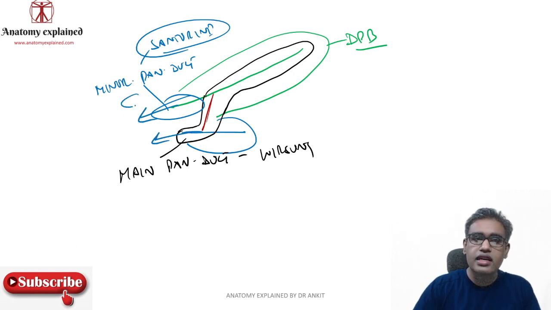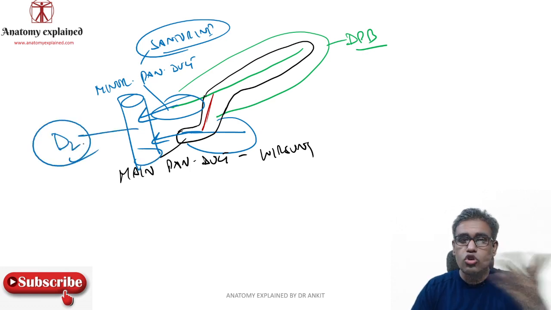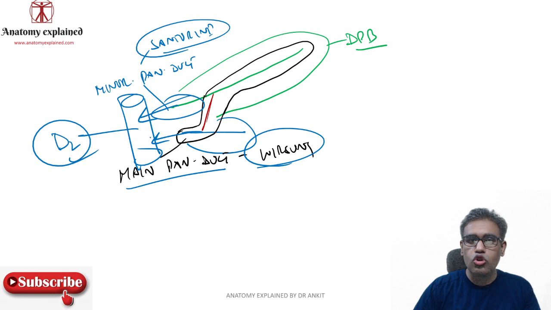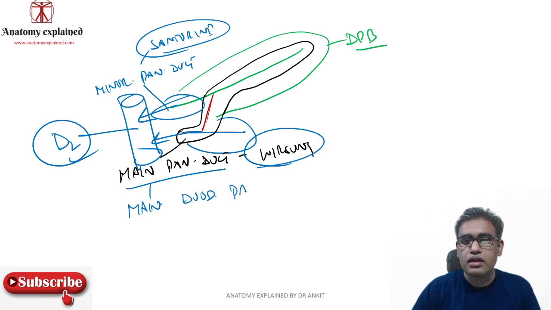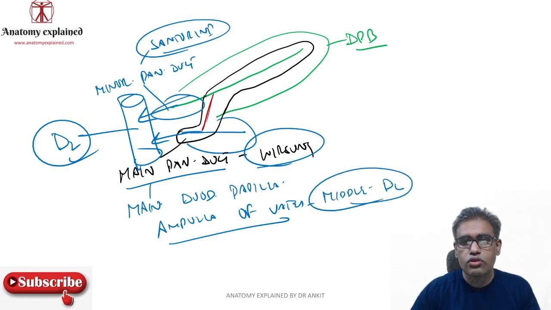Here we had the second part of the duodenum. The location over here was the second part of the duodenum. So these open up in the second part of the duodenum. This main pancreatic duct, as we can see, is carrying the majority of the secretions. So they open up into the duodenum at what is known as the main, or primary, or major duodenal papilla. That forms a swelling which is known as the ampulla of Vater. Where does it open? It opens somewhere into the middle part of the second part of the duodenum, D2.